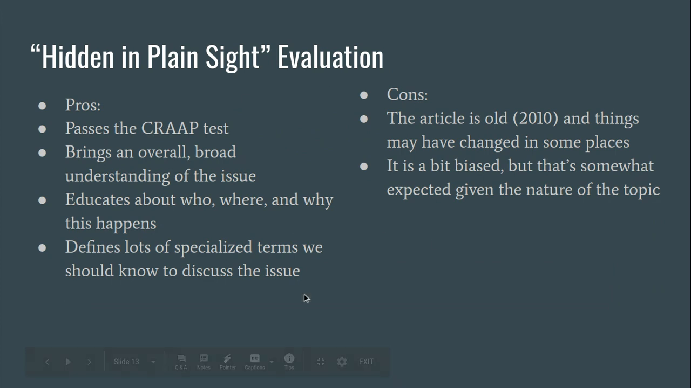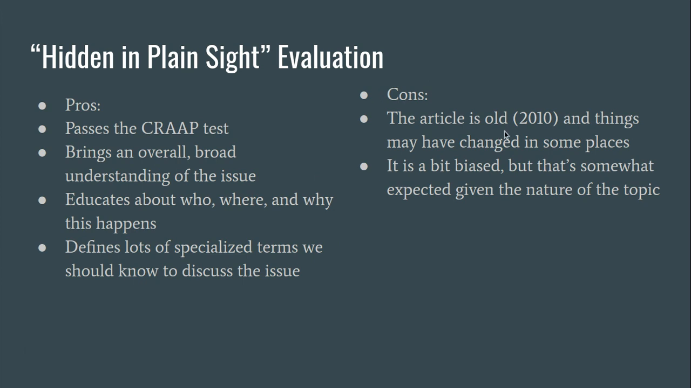So overall, if I were to be evaluating Hidden in Plain Sight, some of the pros: it passes the CRAP test, right? Because it does have credible and relevant information. It brings an overall broad understanding of the issue to the table. It educates us about who, where, and why human trafficking happens. And it also defines lots of specialized terms we should know to discuss the issue. So those are a few of the pros that I might discuss in my essay if I were writing about this. And then I'd also be sure to mention those cons, right?